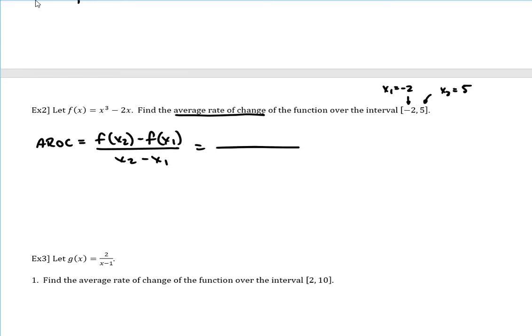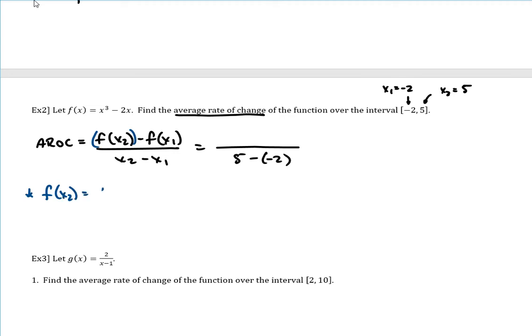Okay, and so with this problem, the denominator's no big deal. We have those. So x2 is 5 minus x1, which is -2. Be careful, it's a negative, so it is minus a negative. So this will eventually become a positive. Okay, and then f of x2 minus f of x1. Well, we have our function here, so all we have to do is just evaluate those.